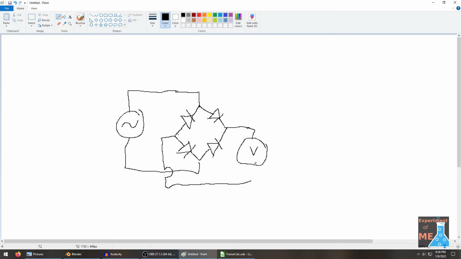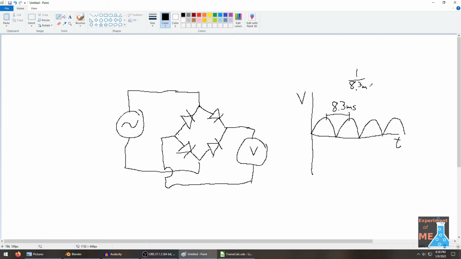So you arrange 4 diodes in this way, and then what it allows is the AC current to flow current on both the positive and negative going wave. And it creates this waveform that looks like this. And then if you measure in between the peaks, you get 8.3 milliseconds, and 1 over 8.3 milliseconds is 120 Hertz, even though we still have a 60 Hertz source.